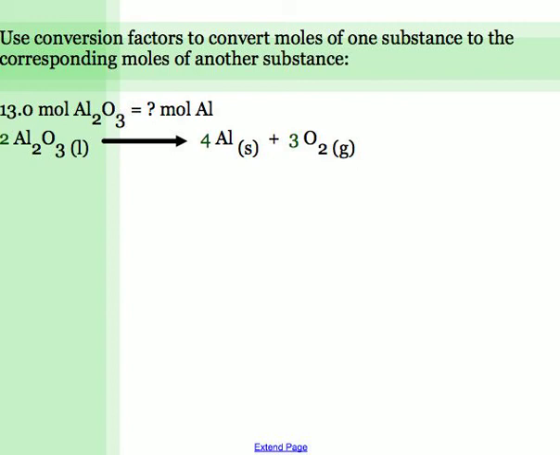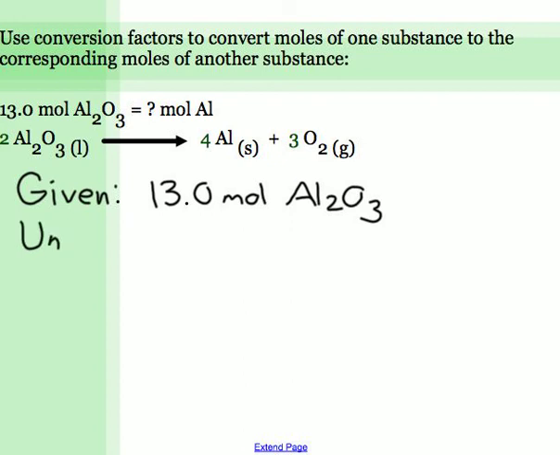So what we're going to do here is just use the equation we just had, that aluminum oxide, and we're going to do a little problem. What it says is that we have 13 moles of aluminum oxide, and we want to go to moles of aluminum. So our given is 13.0 moles of aluminum oxide, and then our unknown is how many moles of aluminum. So all we're going to be doing today is just doing one-step problems where you go from moles of one thing to moles of another. So this is just going to be a one-step, and what we need is our mole ratio.